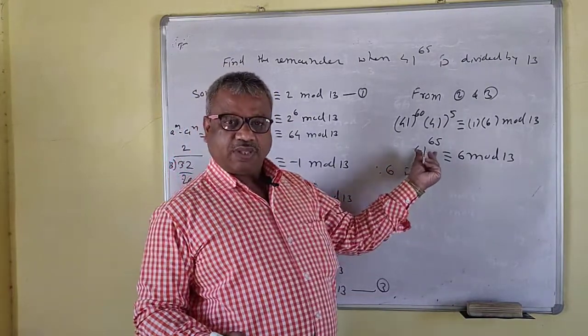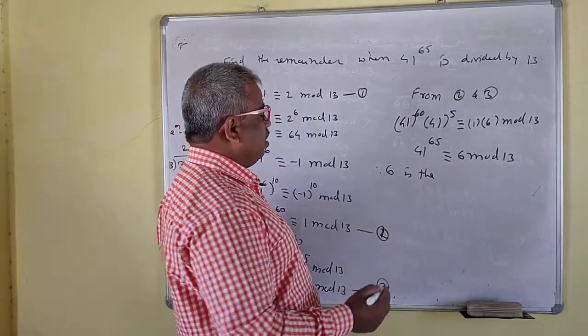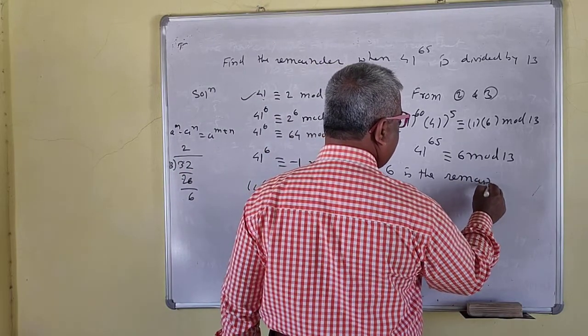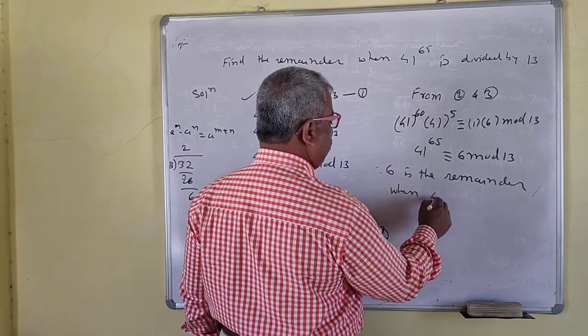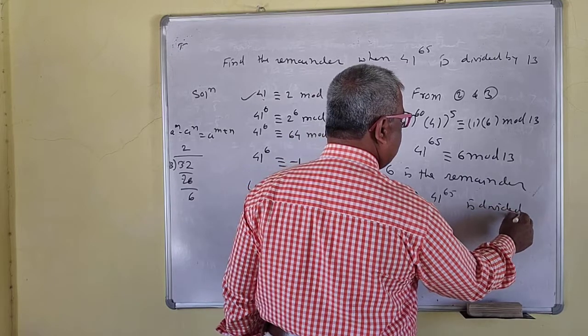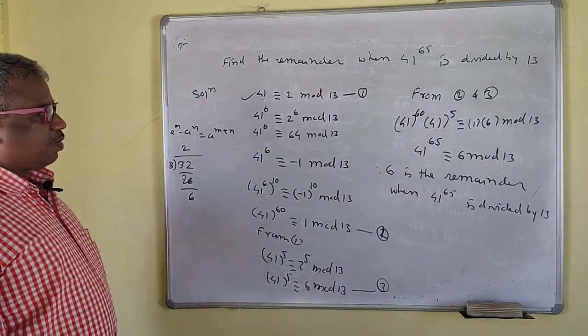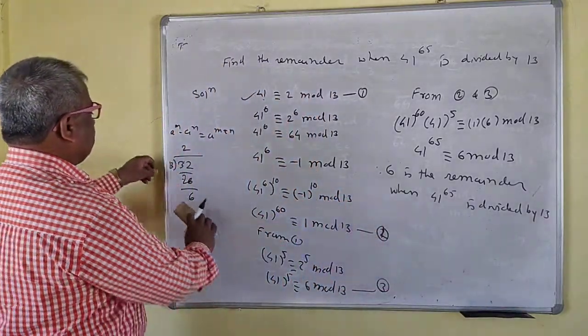See, both A and B leave the same remainder. So 6 is the remainder when 41 to the power 65 is divided by 13. Okay, so now the problem is over. Very interesting problem.